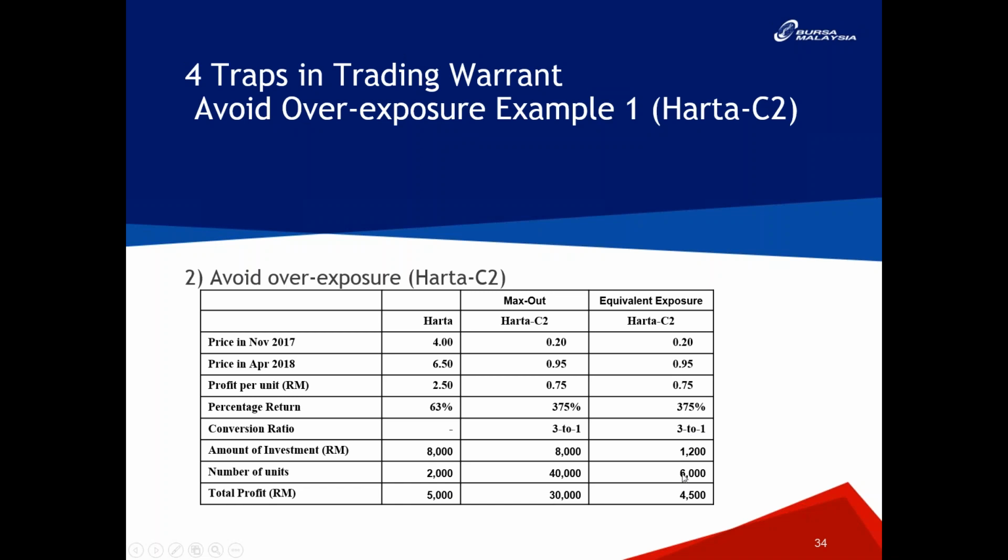If you own 6,000, C2 is about the same as 2,000 shares. And you only have to spend 1,200 ringgit. And at the end of the day, you make 4,500 ringgit, which is pretty good. It's almost as good as spending 8,000 ringgit on shares to make 5,000 ringgit. Of course, it is inferior compared to that of the maximum approach. But maximum approach has its downfall. As I said, it's a double-edged sword.